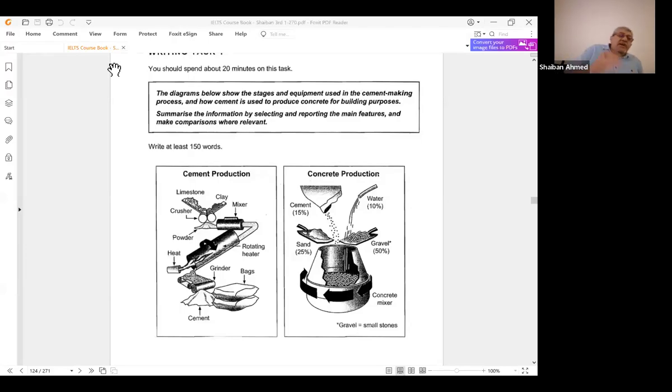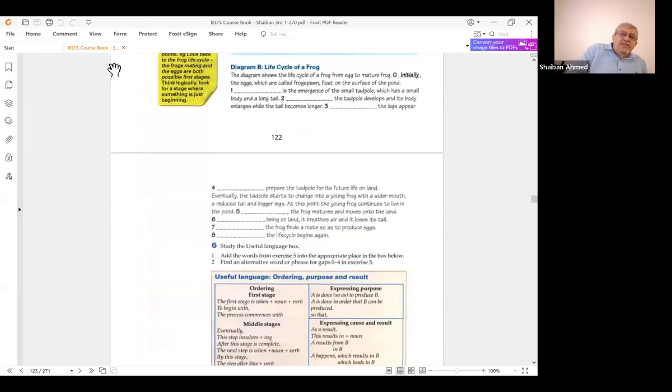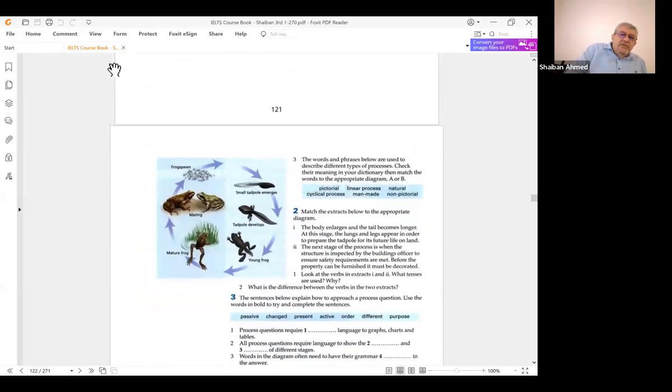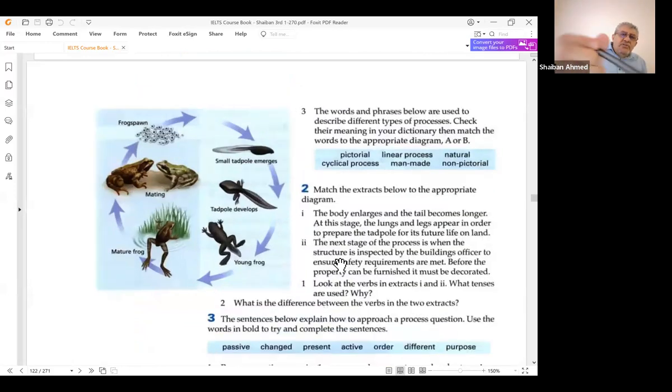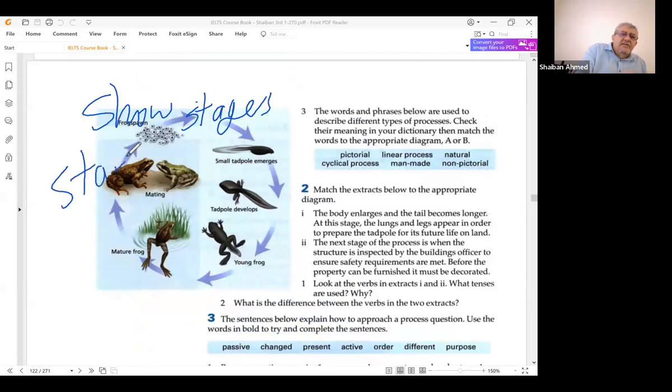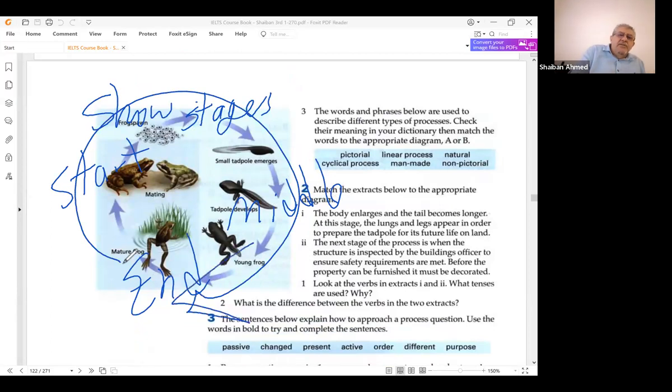Okay, now let's revise what we took last time. We said the process or the cycle. You have to show stages. So this is the start, middle, end. Here we have this cycle going in one direction. So you have to show stages.